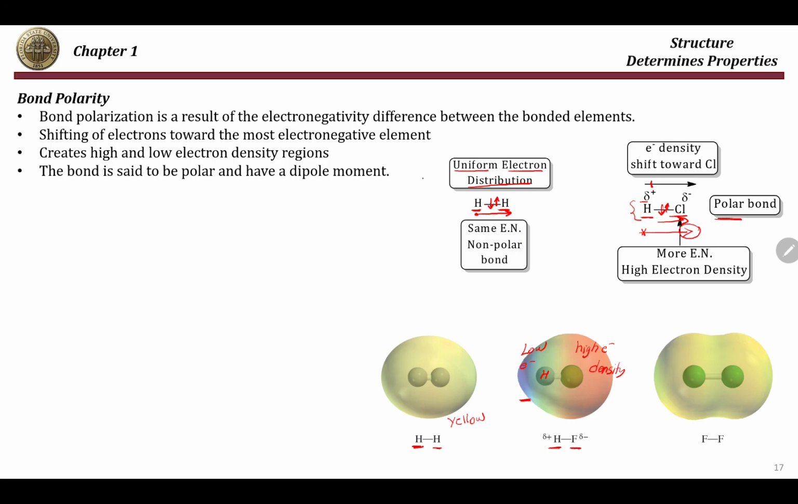So the electrostatic potential map shows us where the electrons are highly concentrated by expressing this in the form of a red color, and the region with low electron density will show up as a blue color, and this again proves bond polarization. If we have a fluorine-fluorine bond, since we have similar elements, again we just have a yellow color, which is telling us that we have uniform electron distribution and there is no bond polarization.